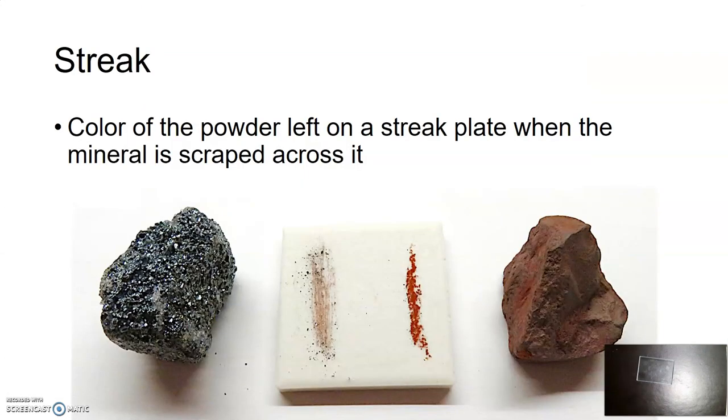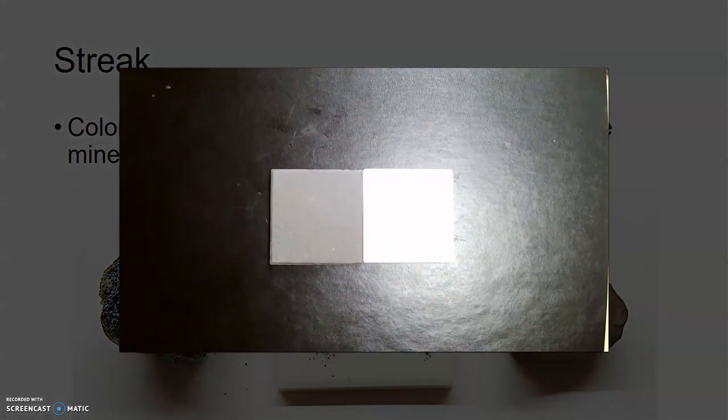Another one is called streak. Streak is the color of powder left on a streak plate when the mineral is scraped across it. So in this case, we're not trying to cut into the streak plate, but what we are trying to do is just rub some of it off in a powdered form to see what color we get. So streak is kind of unique to minerals as well.